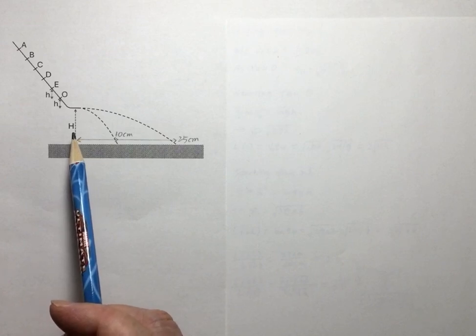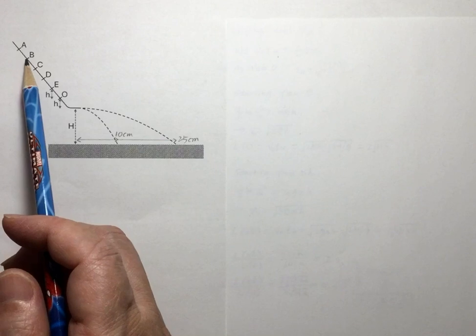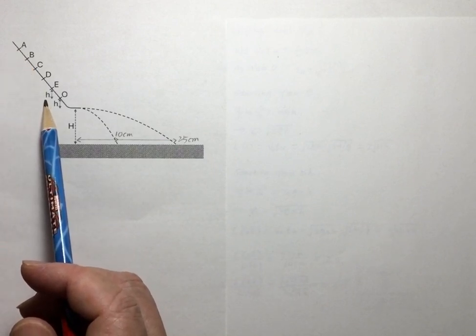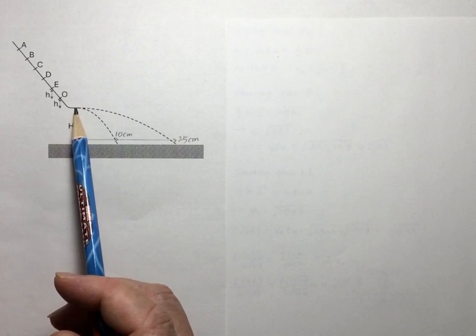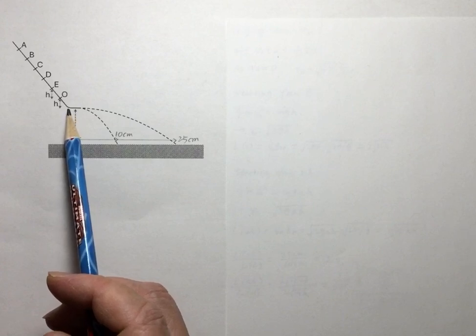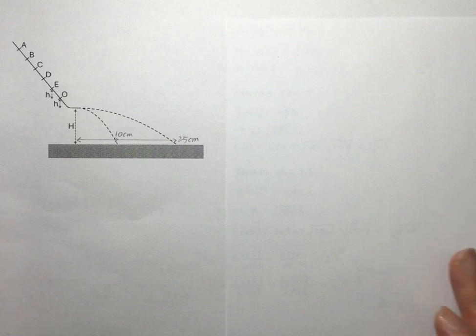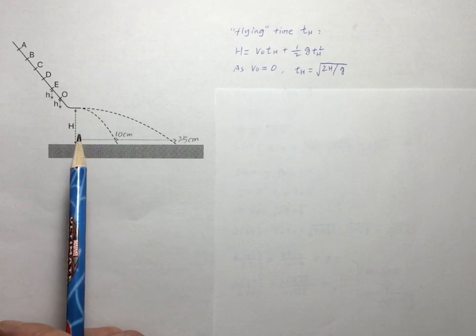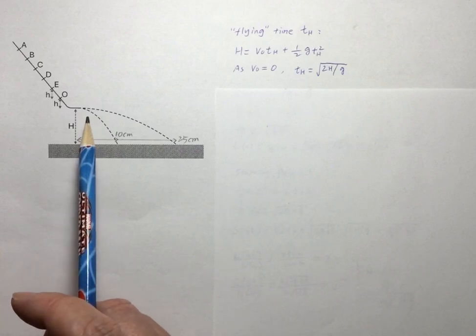This is a relatively easy question. First, we assume that the vertical distance between two adjacent points here is lowercase h, and the distance from the horizontal part of the ramp to the ground is capital H. So first we want to find the time for the ball to drop from here to the ground, or we call it flying time.